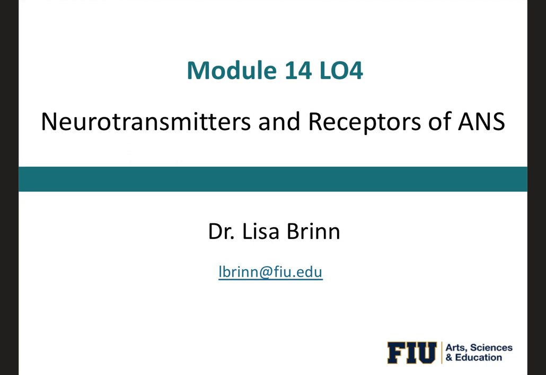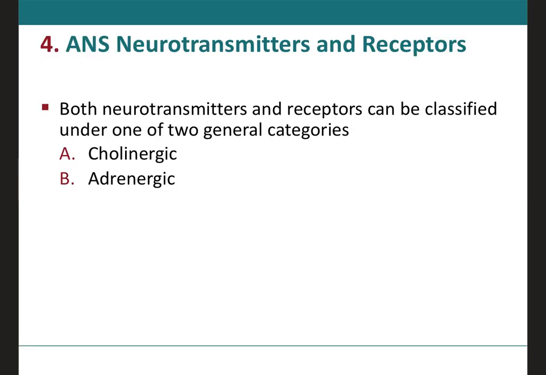So let's get started. Based on the neurotransmitters that they produce and release, most autonomic neurons are going to be classified as either cholinergic or adrenergic. And the receptors for the neurotransmitters are going to be the integral membrane proteins located in the plasma membrane of the postsynaptic neuron or the effector cell.